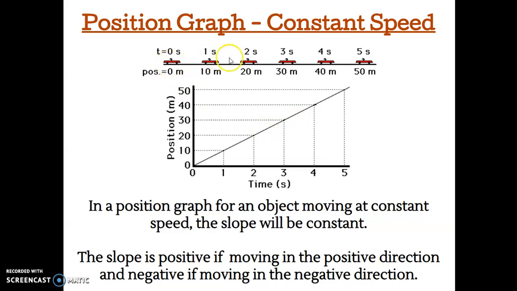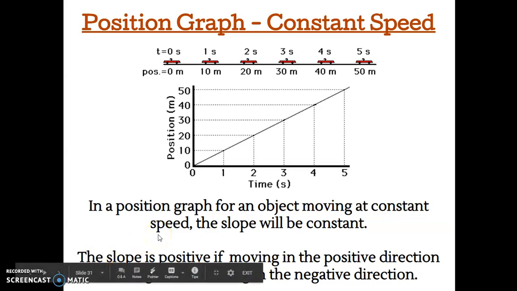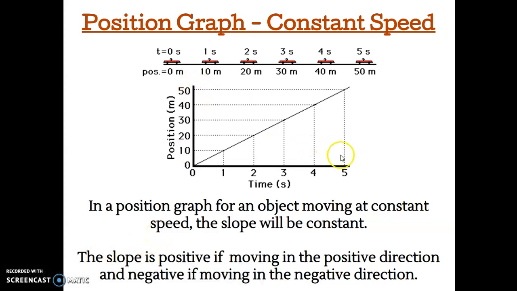So you can even tell from this diagram, the object obviously is moving in the positive direction. The position is increasing as we move along. And if we had a negative slope, then it would have meant that the object was also moving at constant speed, but it was moving in the opposite direction, in the negative direction.